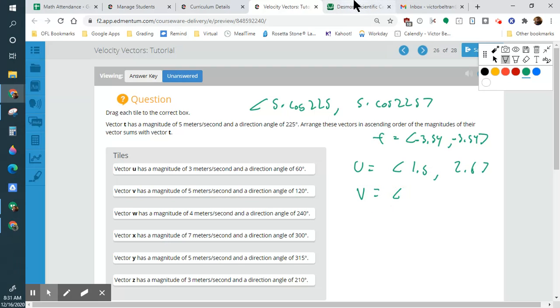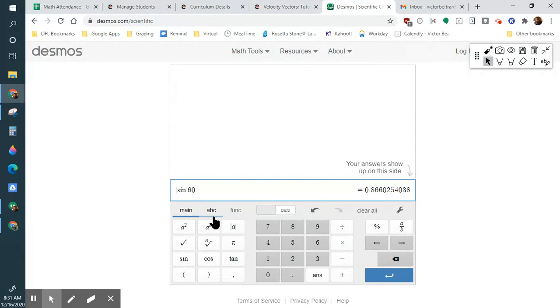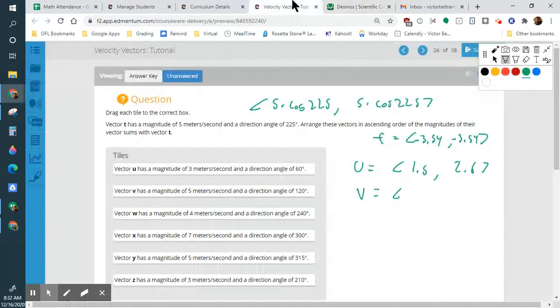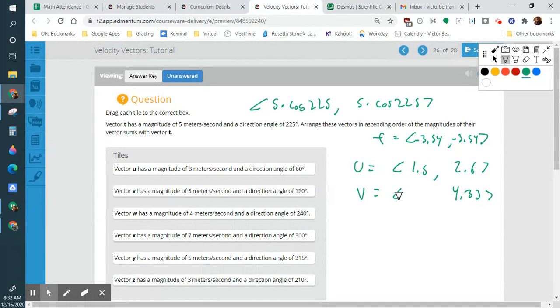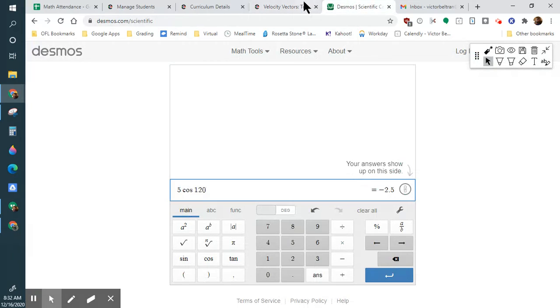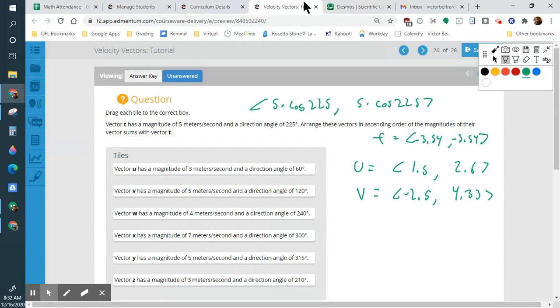So V is 5 and 120. I'm going to change this to 5 and change this to 120, and I'm just going to leave it as sine because I have to do the sine anyway. So I'm going to snake it: I'll do a double sine, and then a double cosine just to get these done. I have to do this to cosine. Negative 2.5. And it makes sense because it should be in quadrant 2.